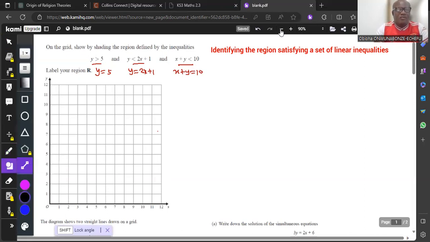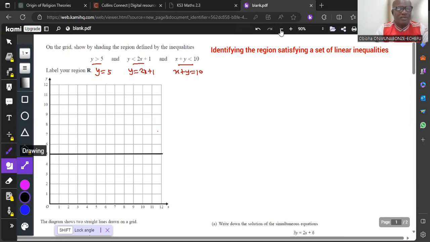Firstly, the line y equals 5 is a horizontal line that goes through 5 on the y-axis. But if it were x equals 5, it would be a vertical line that goes through 5 on the x-axis.